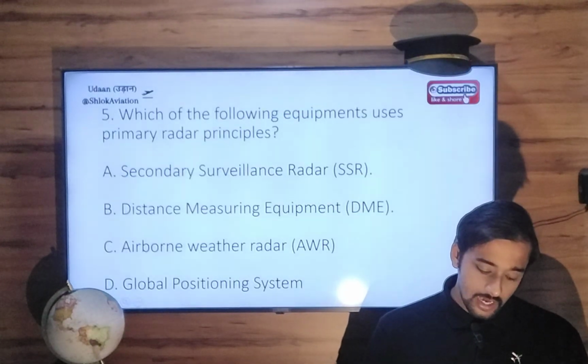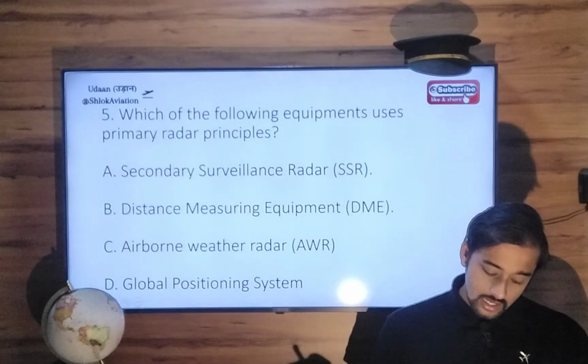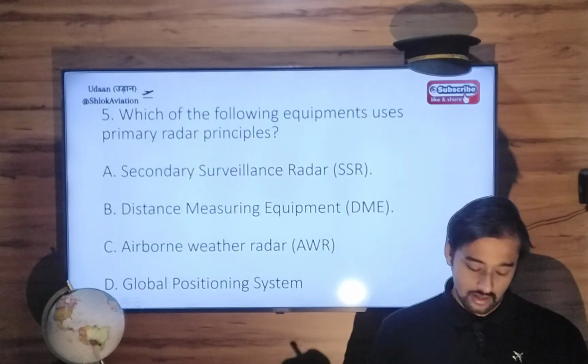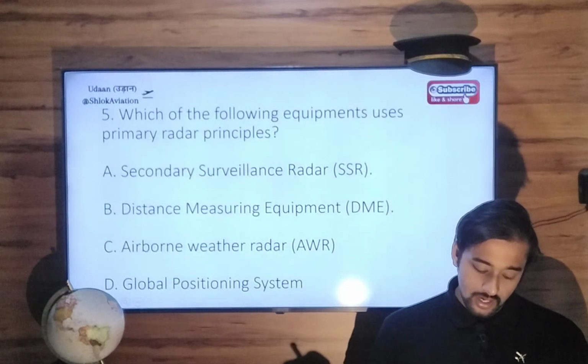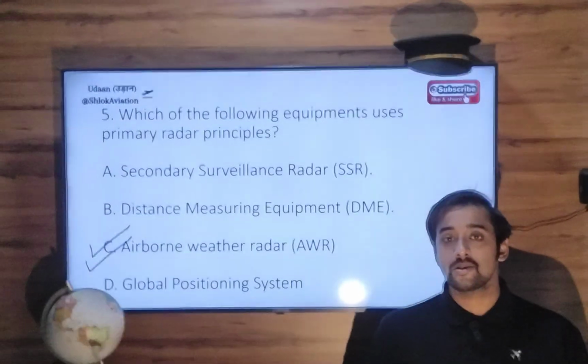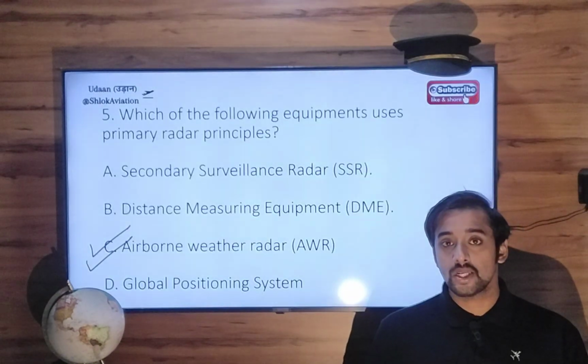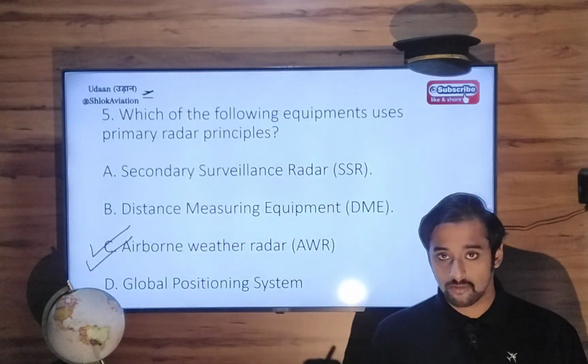Which of the following equipments uses the primary radar principle? Secondary surveillance radar will not use primary radar. Distance measuring equipment, airborne weather radar, GPS. So the correct option is airborne weather radar. Airborne weather radar uses primary radar principles. Distance measuring equipment uses secondary radar principles.